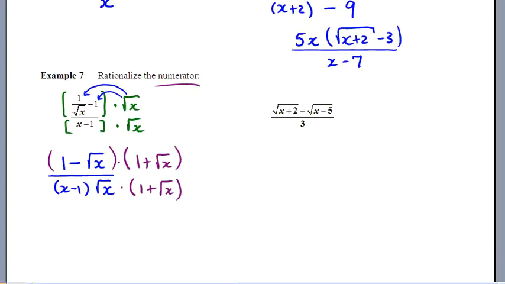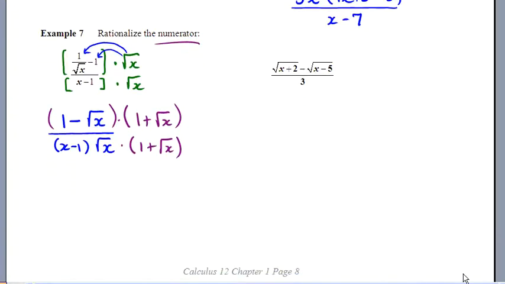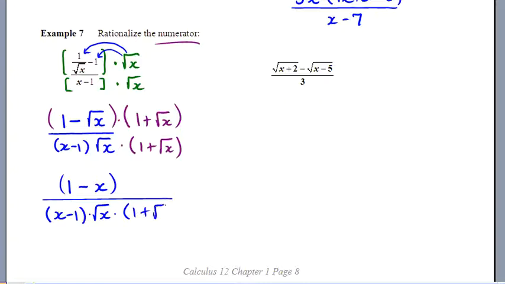Okay, what happens when you do that? Well, we're going to get some foiling going on here. So 1 times 1 is 1. And then the outsides and insides are opposites. But then we'll have minus the root times the root. Well, that'll just be an x, so minus an x. There's my numerator. And what do we have down here in this denominator? Kind of a mess, actually. There's an x minus 1. There's a root x. And then there's this 1 plus root x.